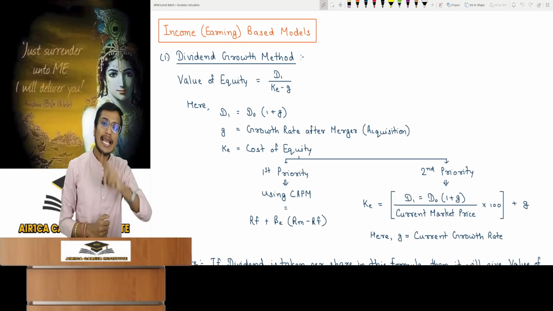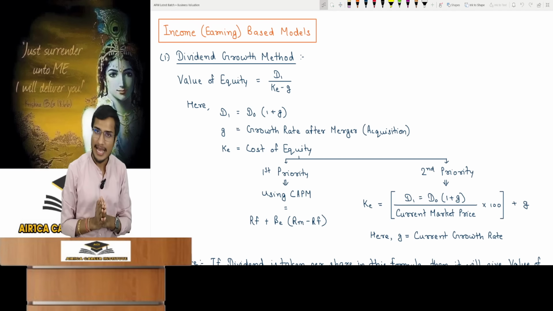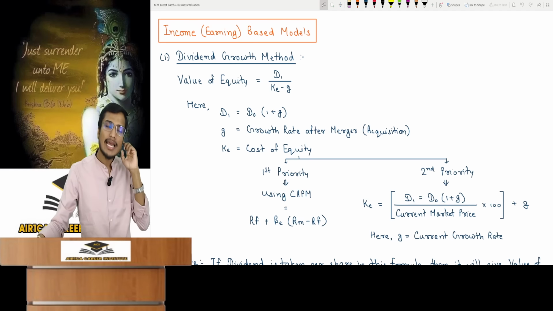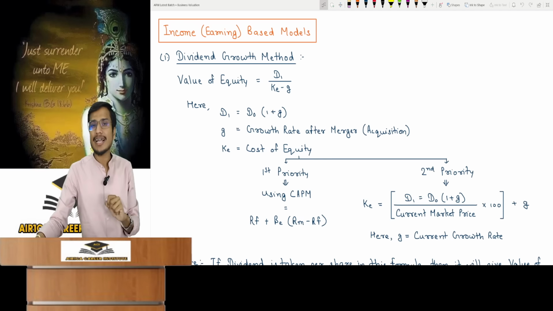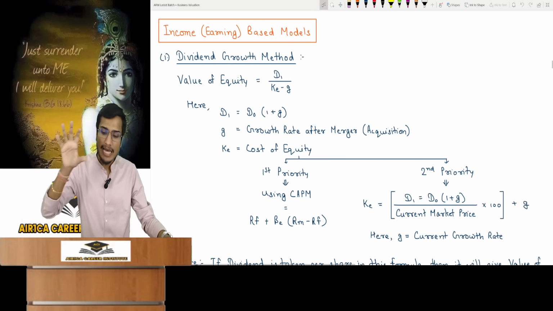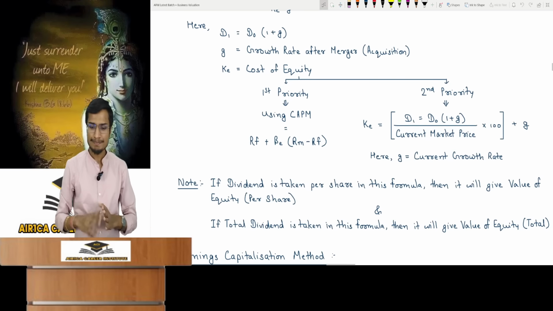Your second priority: calculate the cost of equity another way. This second method, which you have also studied in the security valuation chapter, comes from the very formula I have written as the second priority. What is the formula? It is D1 by current market price times 100 plus G. Here G, the growth rate, will be the company's current growth rate. Pay close attention to this second priority.